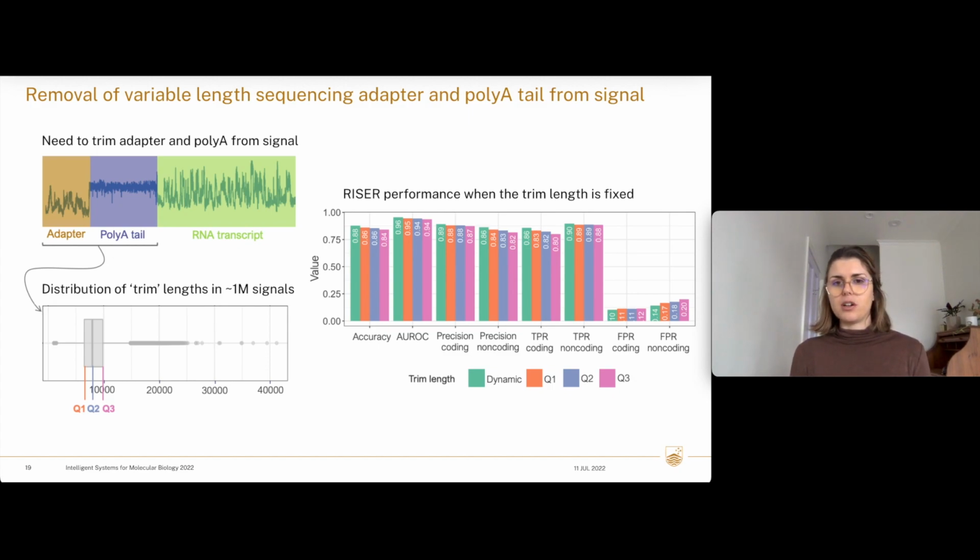We think this is because of the convolutional architecture of RISER. As long as those features are still somewhere in the signal, RISER will be able to find them and use them. The other advantage of using the Q1 cutoff is that the decision is made more quickly, which again is desirable for that real-time application.